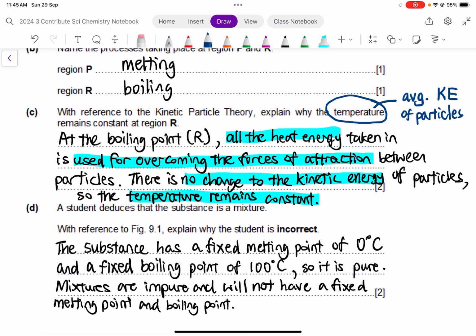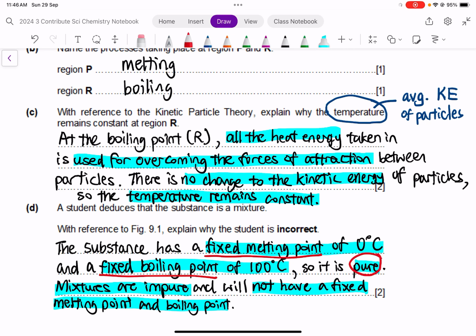Part D. A student deduces that this substance is a mixture. Explain why this student is incorrect. Now, if you look at the heating curve, the melting point is 0. It's fixed. The boiling point is 100 degrees Celsius. It's also fixed. So a fixed melting and boiling point tells you that the substance is pure. On the other hand, mixtures are impure. If they are impure, mixtures do not have a fixed melting and boiling point. So it is very important to relate melting point, boiling point fixed as pure.